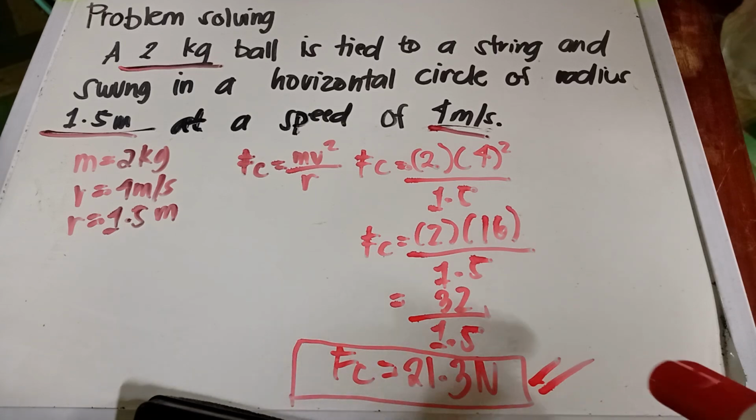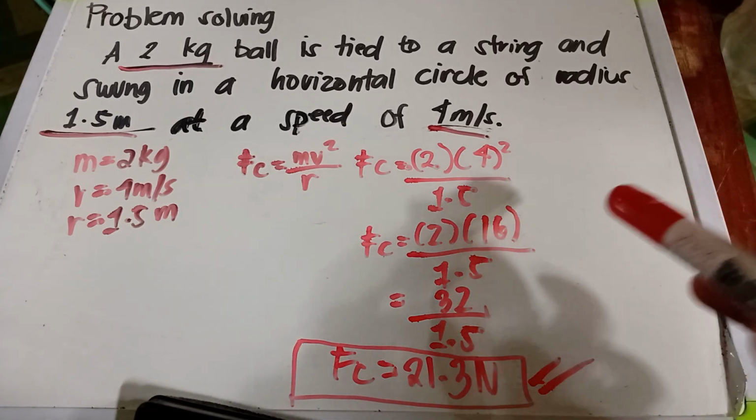So the centripetal force is about 21.3 newtons acting toward the center of the circle.